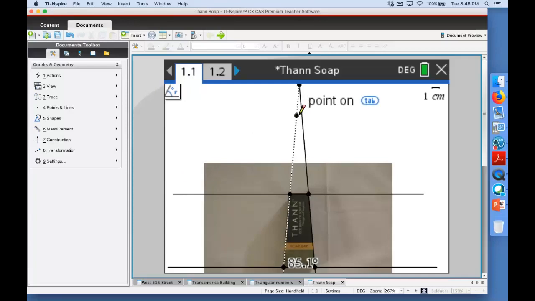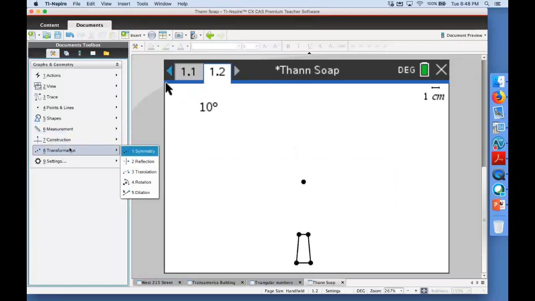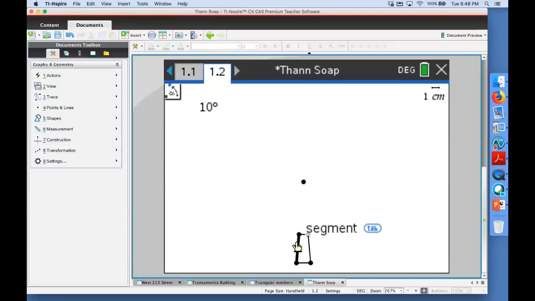So this Inspire file is actually set up for you to use, because what you'll be able to do is click on rotate, and you'll be able to actually rotate the polygon by 10 degrees. And you'll actually be able to see if it is 36. So that's one way of doing it.